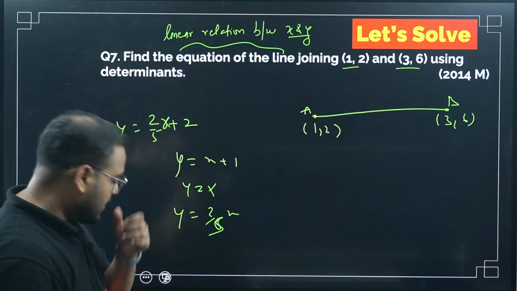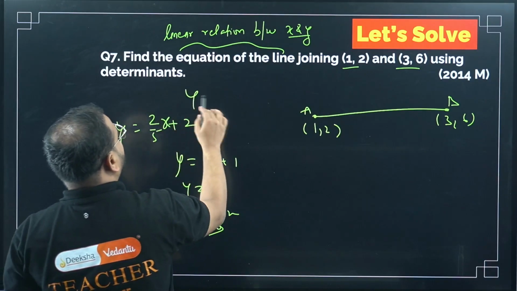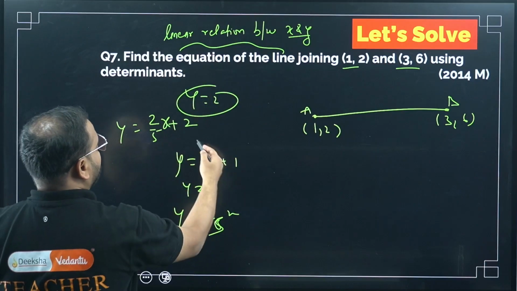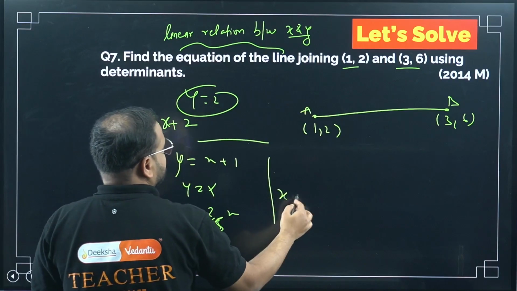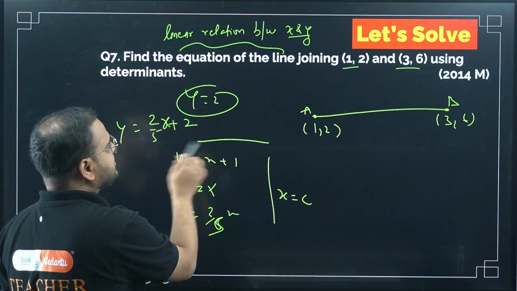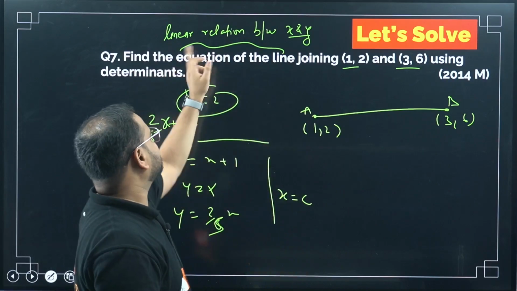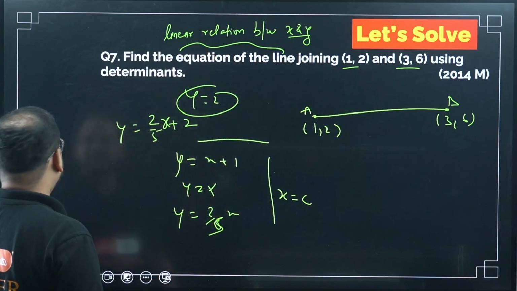What are these equations? A linear relation between x and y, or sometimes what we also get is y equal to 2, which is a constant equation parallel to the x-axis, or x equal to some constant c, parallel to the y-axis. Except for these conditions, the equation of a line will always be a linear relation between x and y. You agree with me? Yes. So we have learned this so many times.